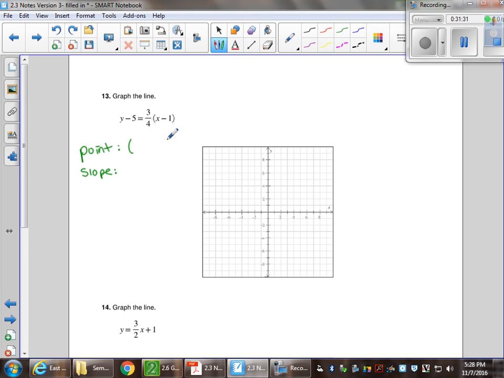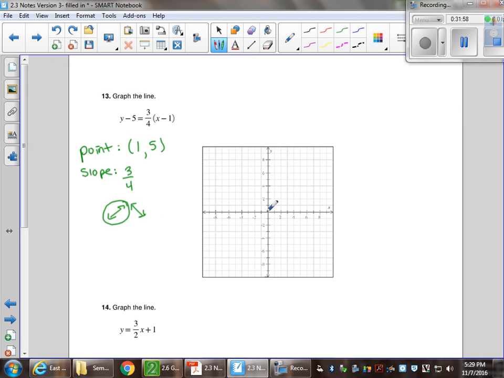Point, slope. So, what point did you pick? Well, I analyze it. Did minus stay minus? It did. So, they must have plugged in a +1. Here, did subtraction remain? It did. They must have plugged in a +5. Slope is 3/4. Okay, mental picture time. Increasing or decreasing? Hopefully, you said increasing.